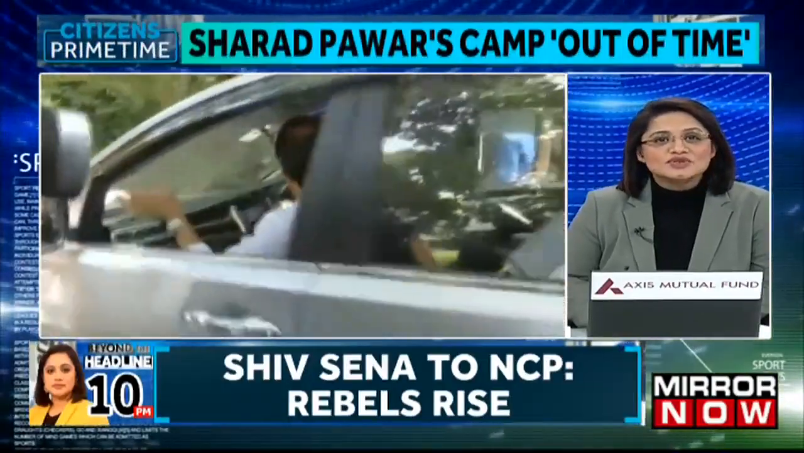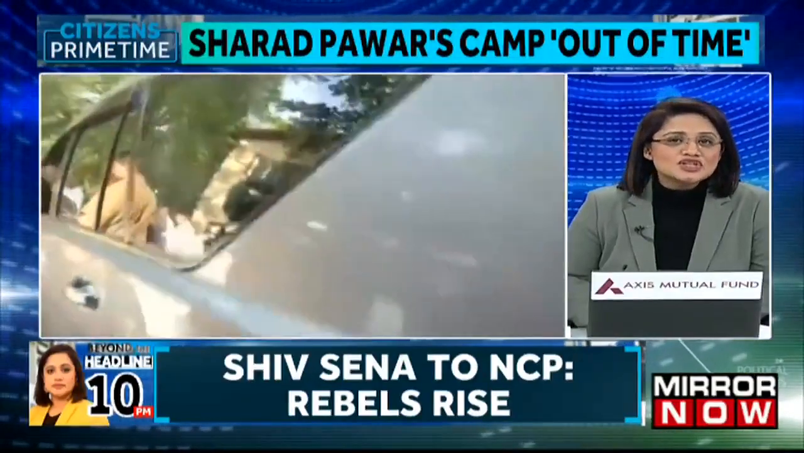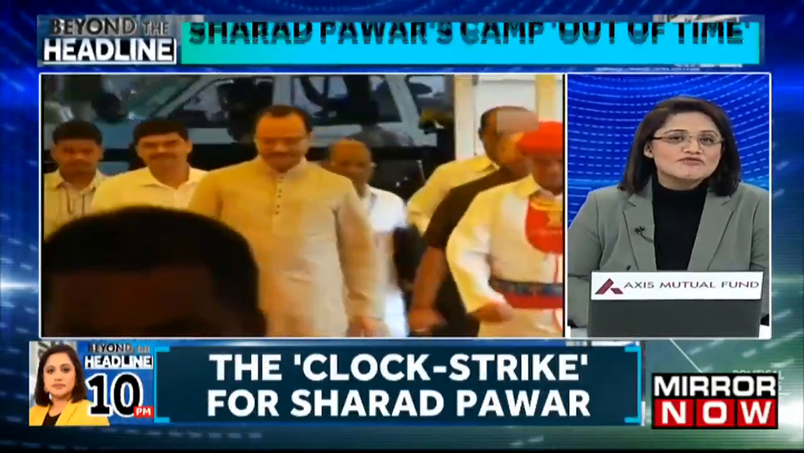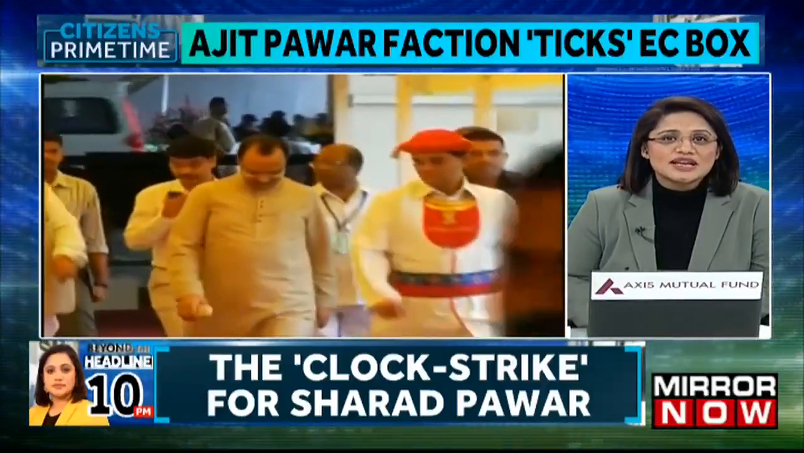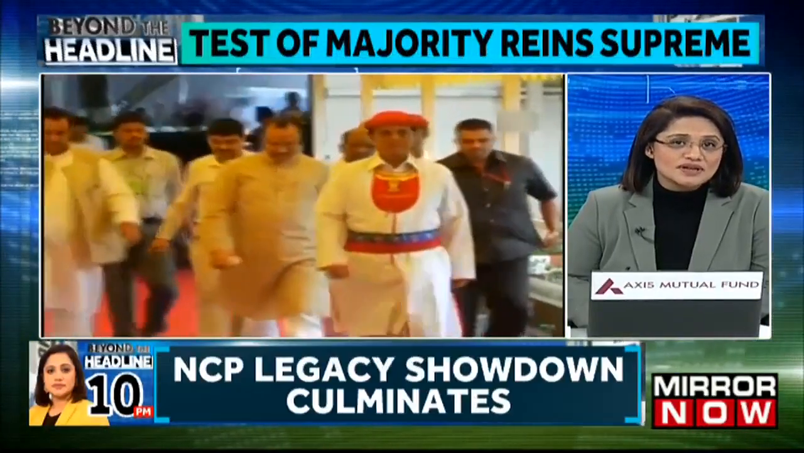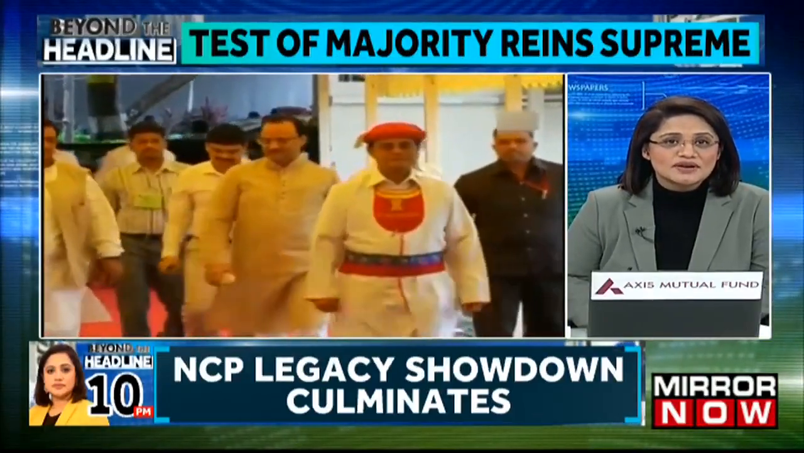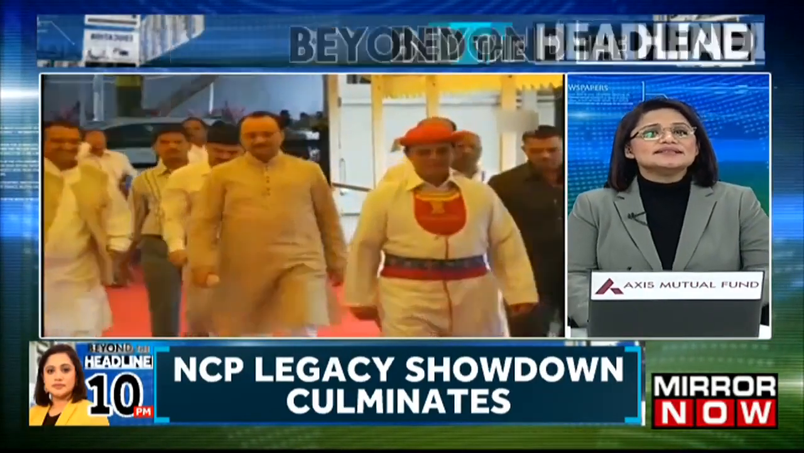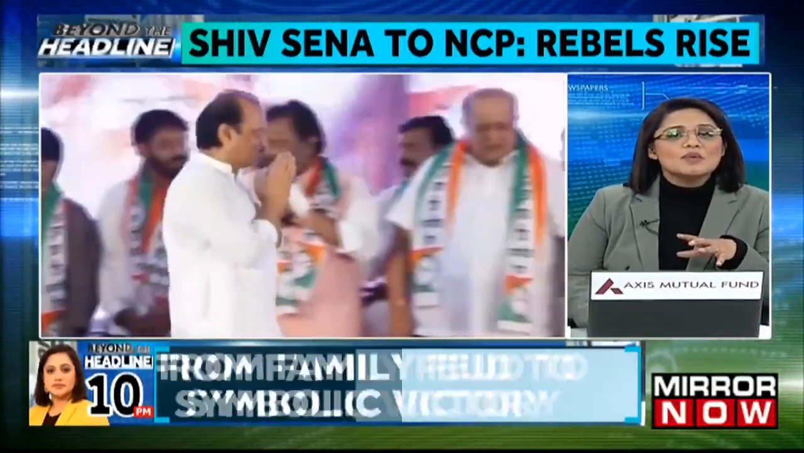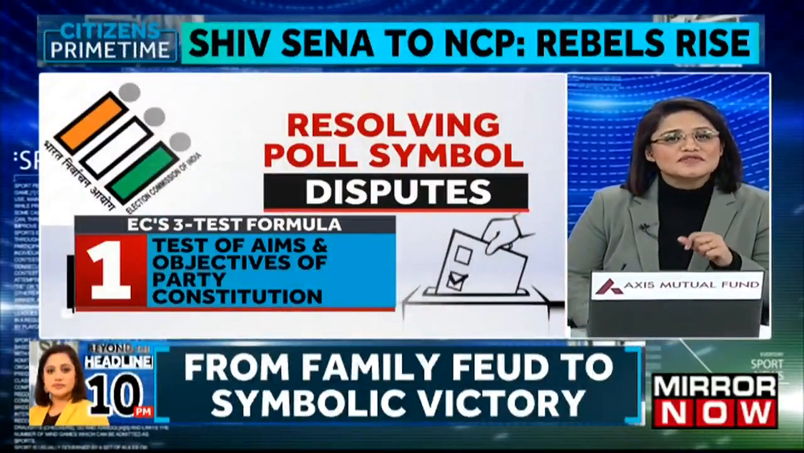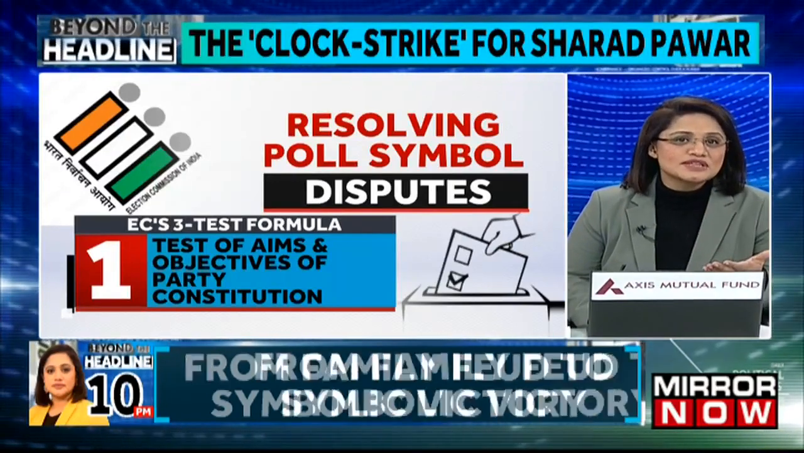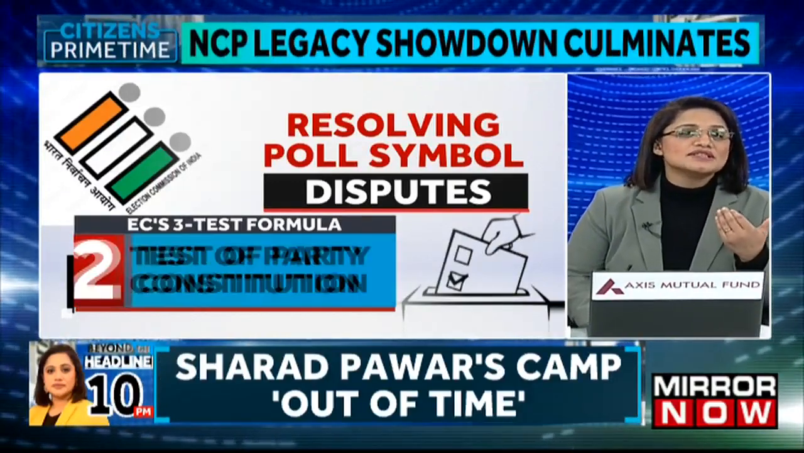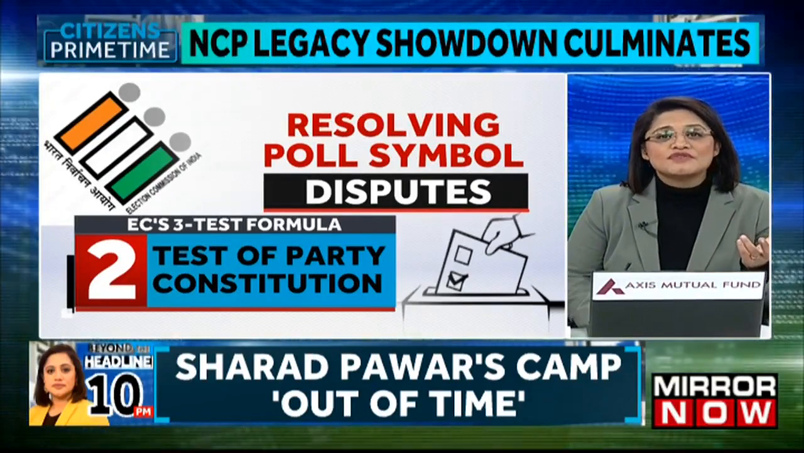The Election Commission on Tuesday declared the Ajit Pawar faction of the NCP as the real political party, dealing a huge blow to the faction led by the party founder and veteran Sharad Pawar. But how has the EC decided on this? Well, we'll try and explain, but the basics of it really is the 3-test rule. The test of aims and objectives of the party, the test of the party constitution, the test of majority.